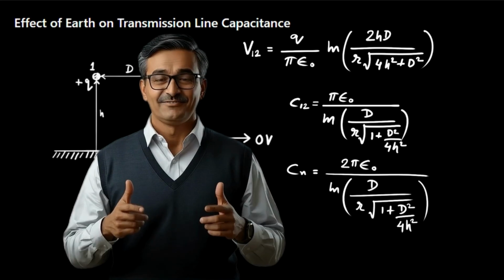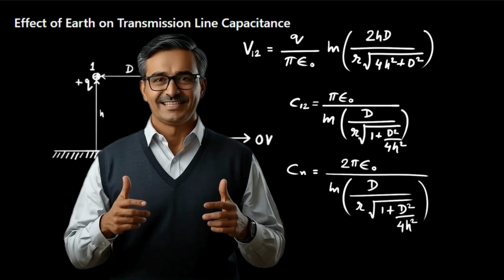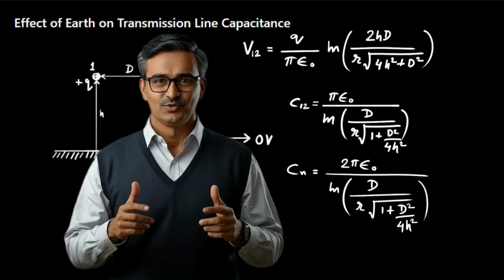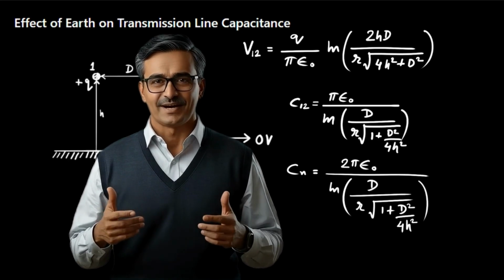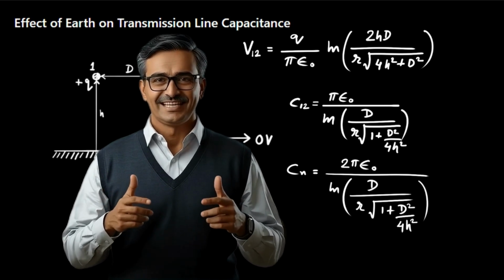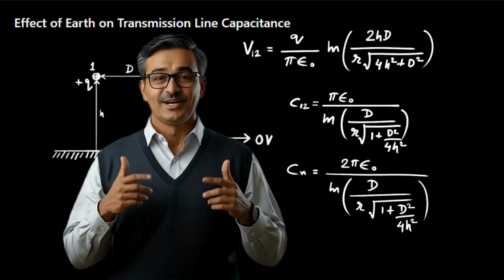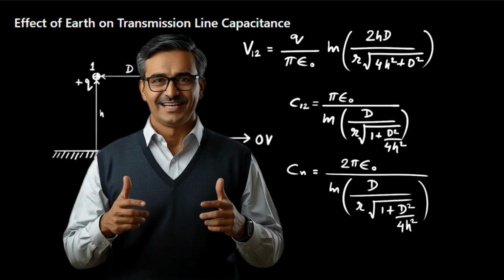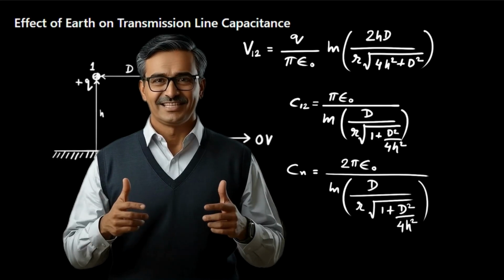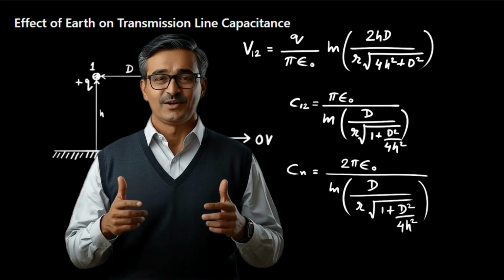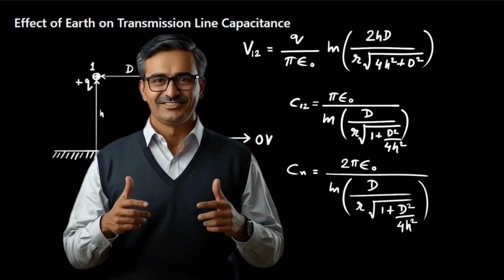Now let's understand the physical meaning instead of simply memorizing the equation. If you carefully observe the capacitance formula, you'll notice that the conductor radius is modified by another term involving the conductor height above the ground. This tells us something very important. The earth changes the electric field around the conductor. Because of this modified electric field, the effective capacitance of the line increases slightly. So remember this important point. The earth increases the capacitance of a transmission line.